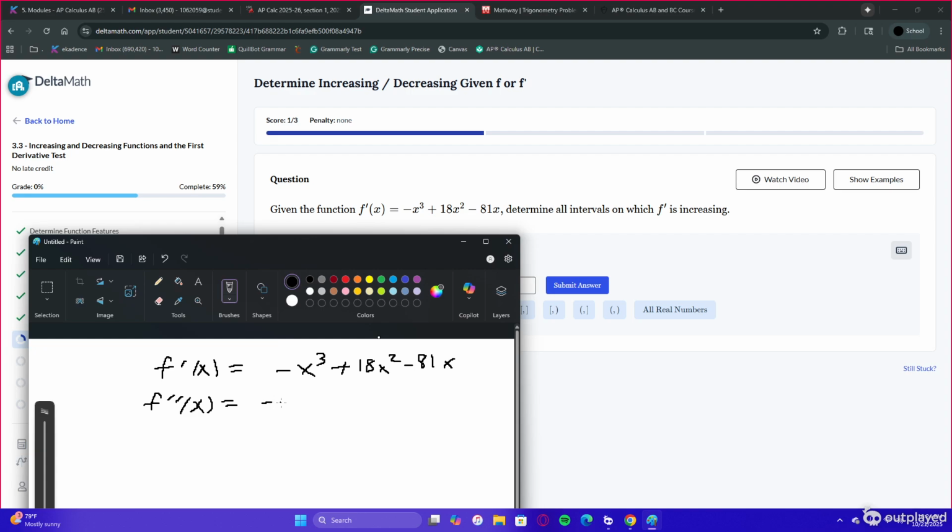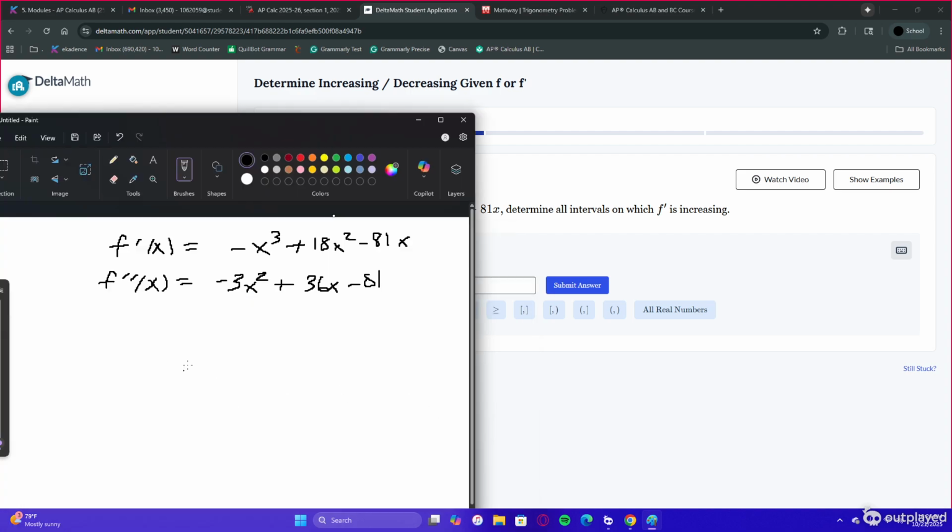So f double prime is negative 3x squared plus 36x minus 81. And solving for the zeros here, you get x equals 3 and x equals 9. So now we can draw this f prime and f double prime using x, and it'd be 3 and 9.